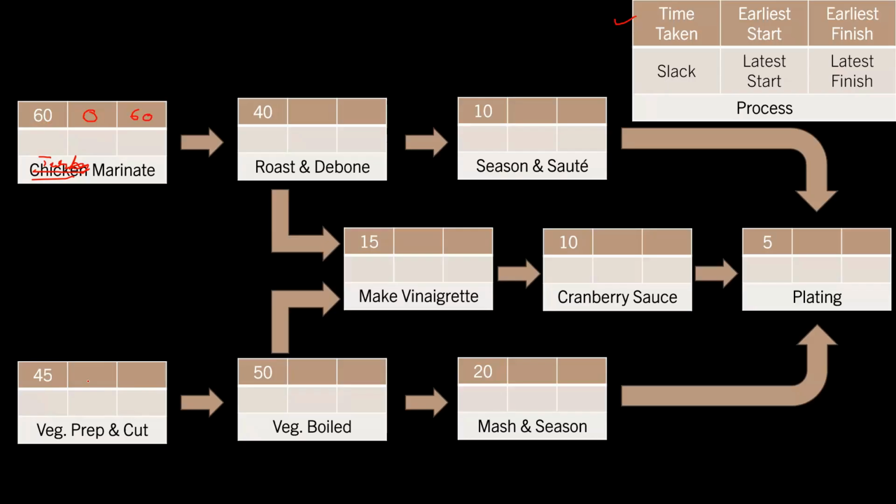Similarly, because veggies prepping and cutting does not have any kind of dependency on any of the remaining processes, it can happen independent of the turkey as well. So it can also start on the 0th minute, and the earliest it can finish is on the 45th minute.